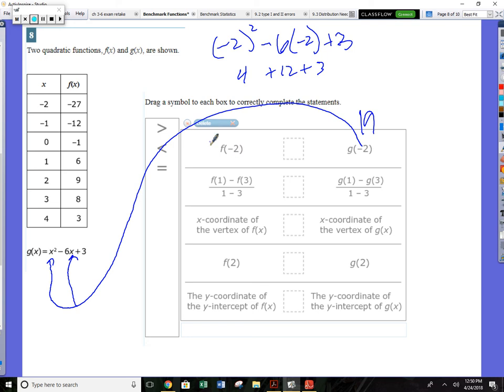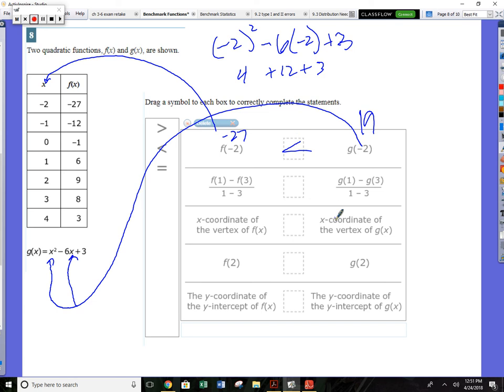If I take negative 2 into f, this one looks a little harder, because this one is f. If I take negative 2 into f, it gives me a negative 27. So here's how you know. You're going to take negative 2 and plug it in place of x. Negative 2 spits out negative 27. So which of these equals, less than, or greater than? 19 is greater than negative 27, or negative 27 is less than 19. So we're going to go right there.